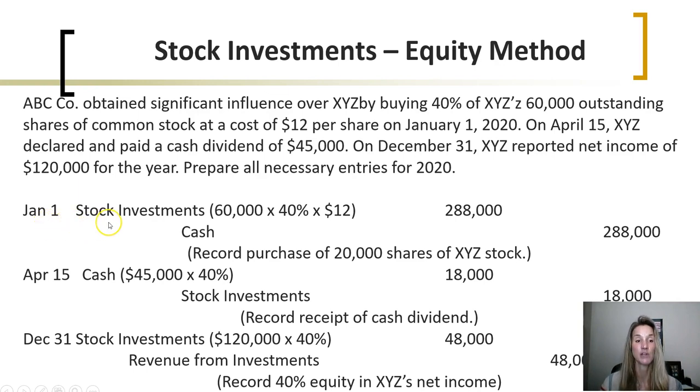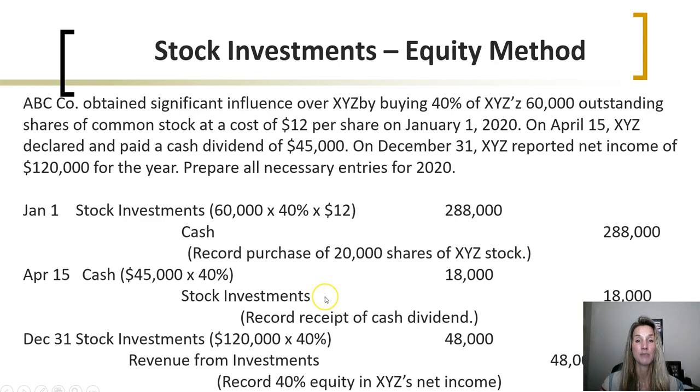On January 1st, when the investment is purchased, it would be the number of shares that the company XYZ has in total times our percentage purchase, 40% of the total shares, at a cost of $12 per share. $288,000 is recorded as our investment, crediting cash $288,000.